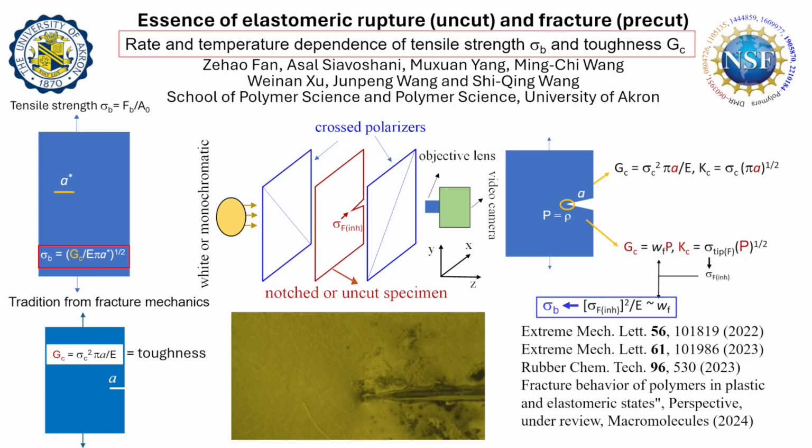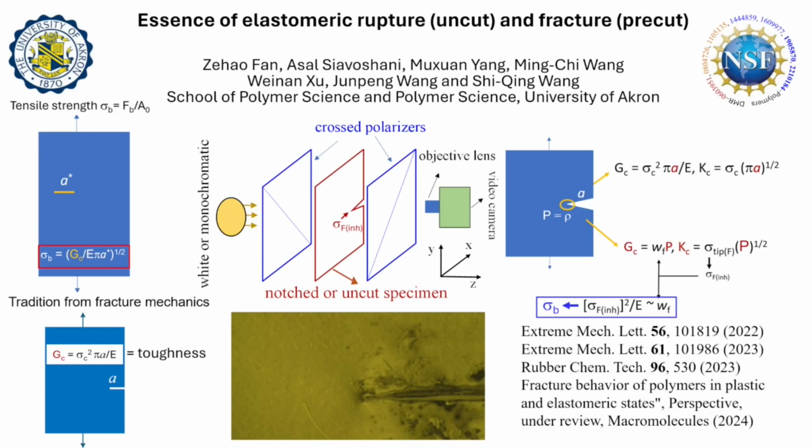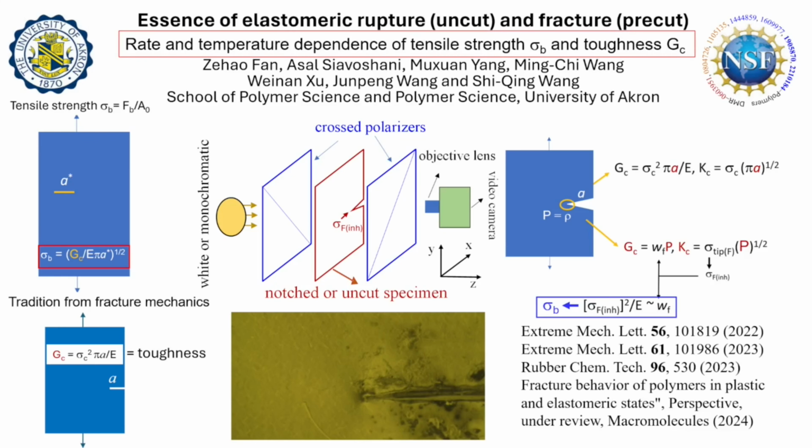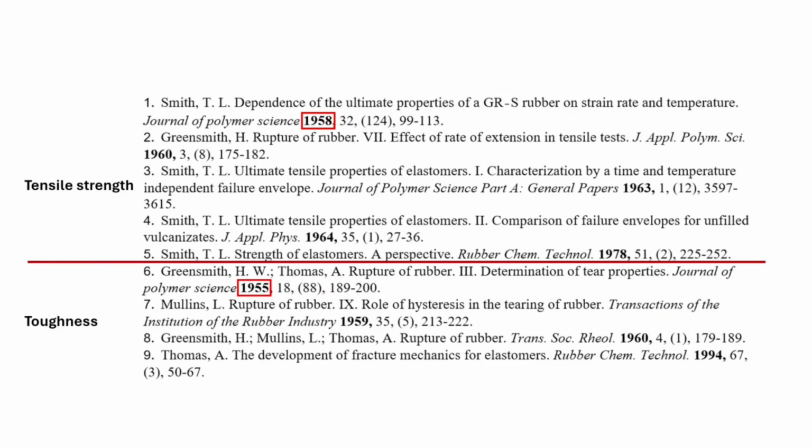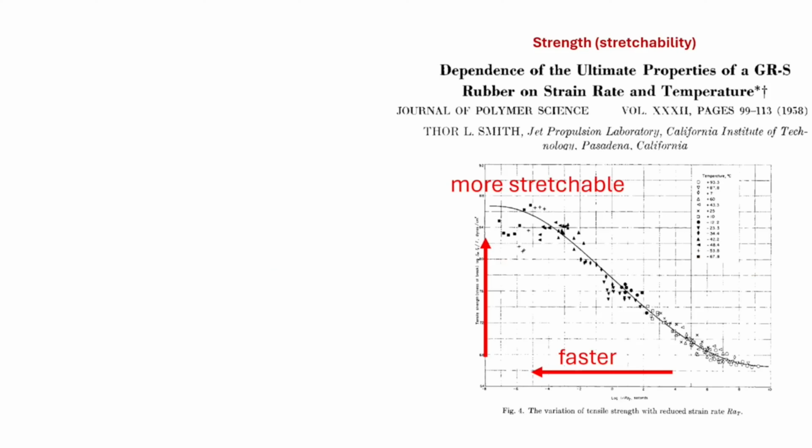There's a movie I'm not even going to show you. So basically, we did birefringence, and we can indeed claim to be able to determine the stress. So at the end of the day, the essence of elastomeric fracture is really about the rate and temperature dependence of the strength and toughness. There are old topics, textbooks written. These are classical papers based on which the textbooks are written. Let me review for you what they did. This is all done in the 50s, okay?